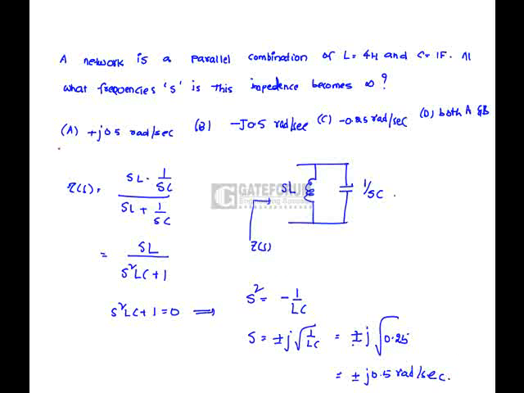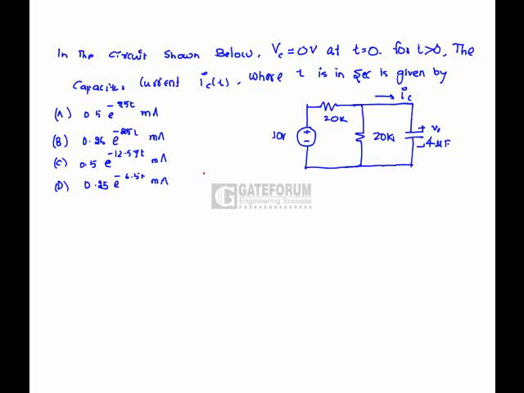Hence, both option A and B are correct. Hence, option D is the correct answer. Next, as shown below, the capacitor voltage at t equals 0 is nothing but 0 volts. We have to find out the capacitor current equation for t greater than 0.